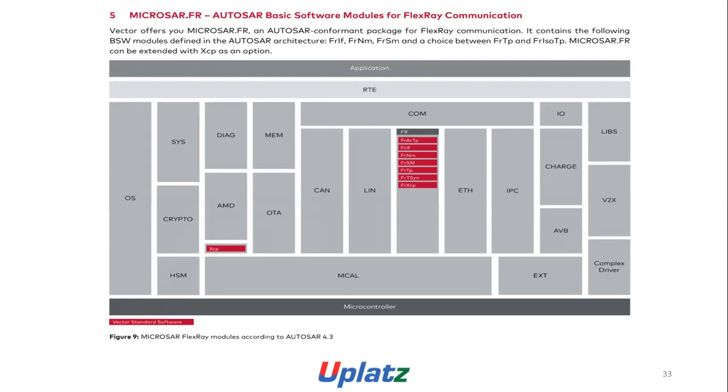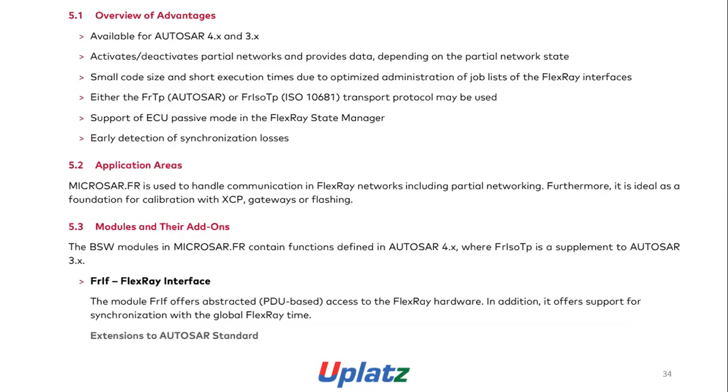MICROSAR FlexRay modules according to AUTOSAR 4.3. Overview of advantages available for AUTOSAR 4.x: activates data actors, partial networks, and provides data depending on the partial network state; small code size and short execution time due to optimized administration; flexible interfaces. Either the FrTp AUTOSAR or ISO-TP, the ISO 10681 transport protocol, may be used. Support of ECU passive mode in the FlexRay State Manager, early detection of synchronization losses.